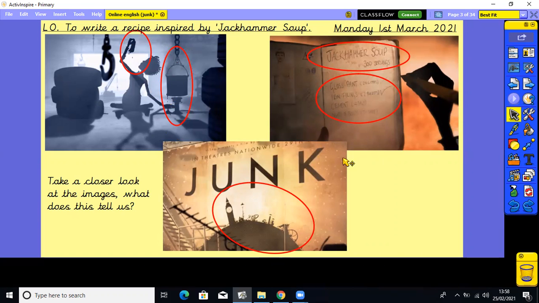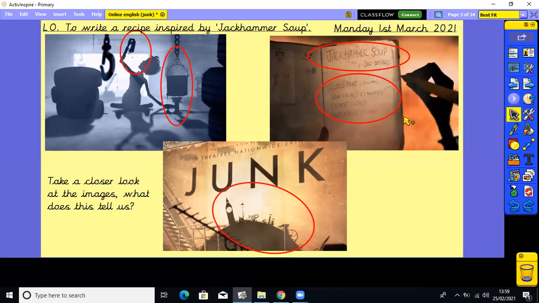Okay, moving on to the next picture. This involves our title Junk, and underneath there's some sort of mound with different objects or different pieces of junk maybe on top. We've got a bit of a wheel, we've got a tower, and lots of barbed wire. So it could be junk in a junkyard maybe.